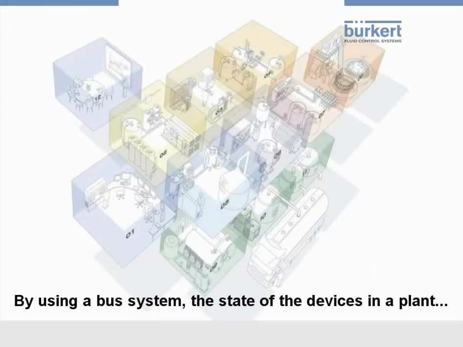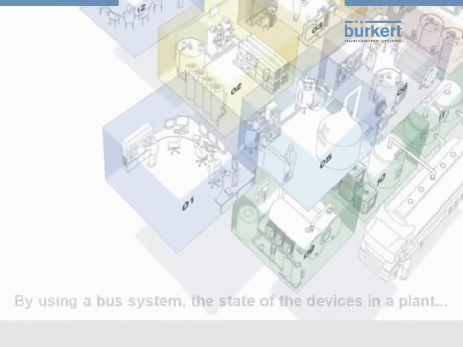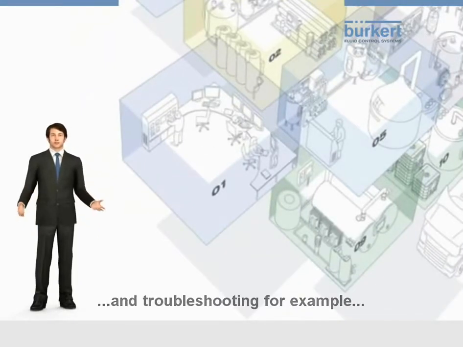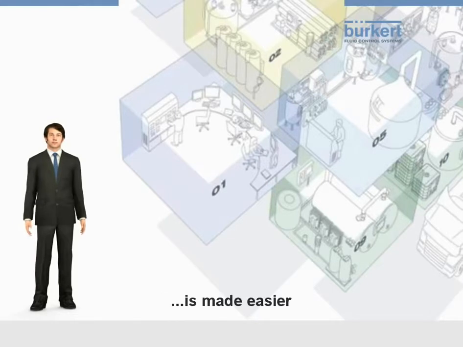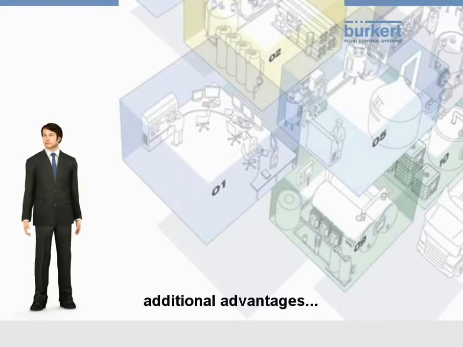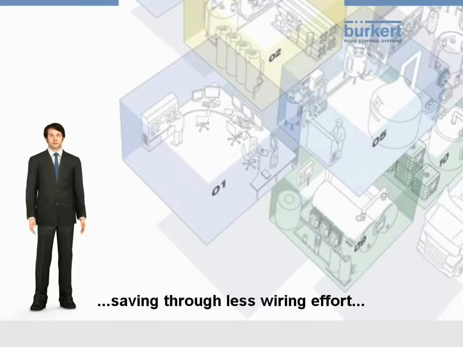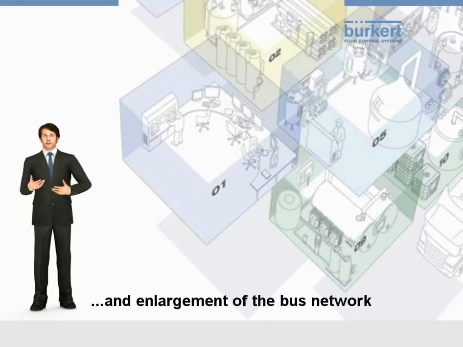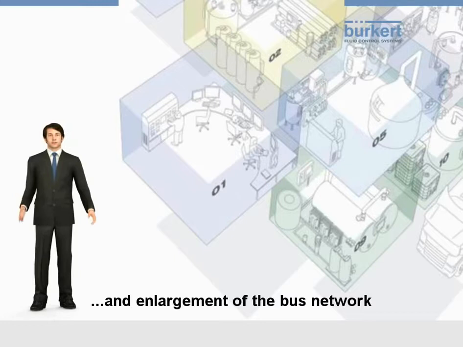By using a bus system, the state of the devices in a plant can be shown on a screen, and troubleshooting, for example in the case of a plant failure, is made easier. Additional advantages also include possible savings through less wiring effort, easier maintenance, and enlargement of the bus network.